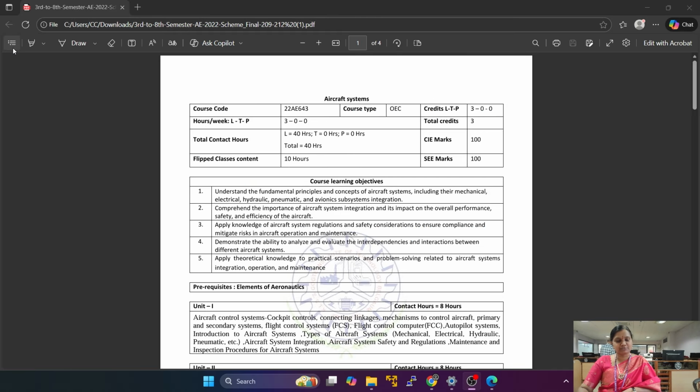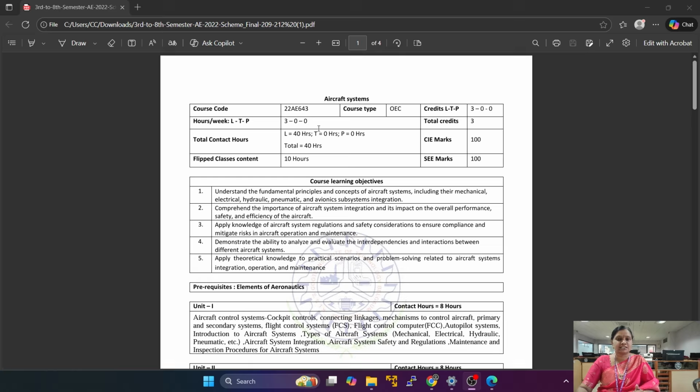This is the open elective subject offered by the Aeronautical Engineering Department, and the subject is Aircraft Systems, for the sixth semester. Hope you are very much fascinated about the aircraft, and if you are seeking to know how this aircraft operates, then aircraft systems plays a very vital role. Aircraft systems is such a wonderful subject, where it helps us to know about the different systems that are operating in an aircraft.